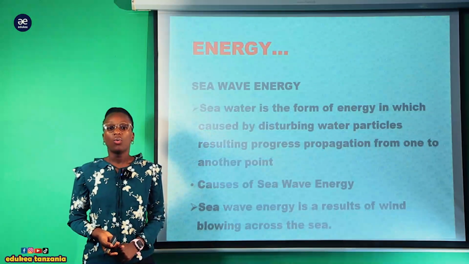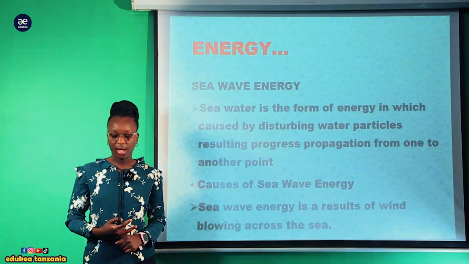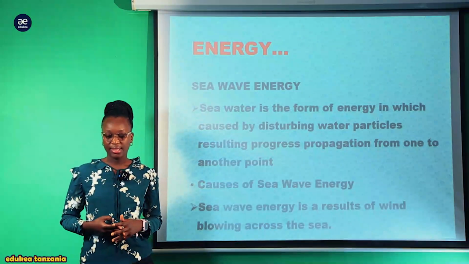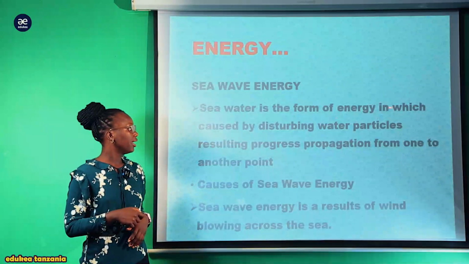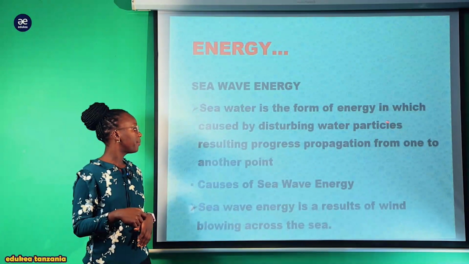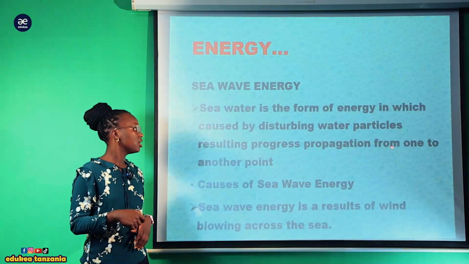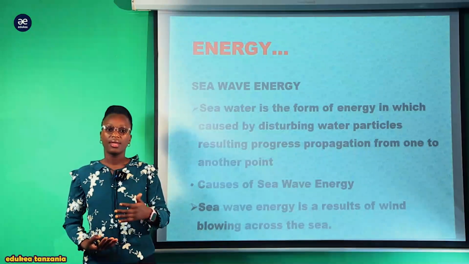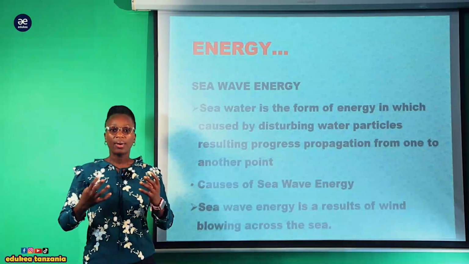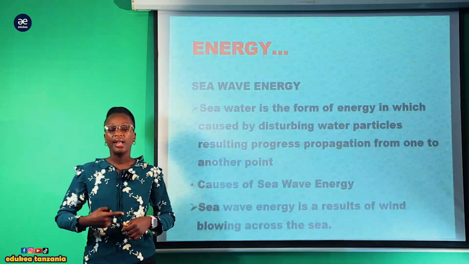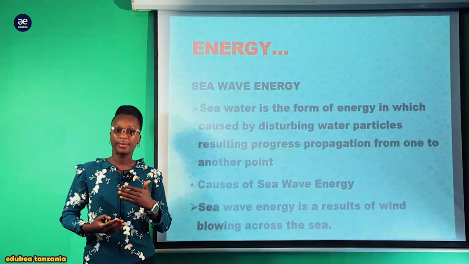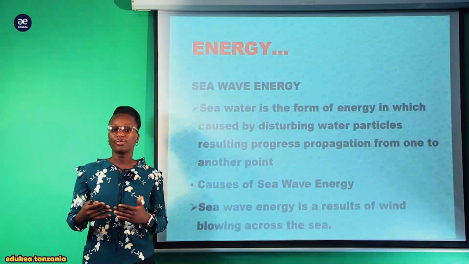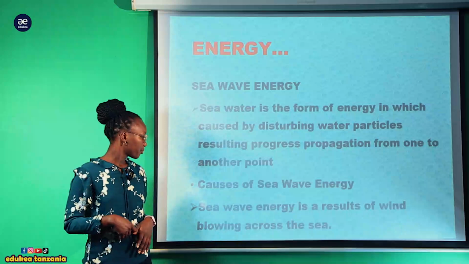Another form of water power energy is sea wave energy. So when we talk about sea wave energy, my students, it is the form of energy caused by disturbing water particles, resulting in propagation from one place to another. Kwamba hii hapa tunaona ni zile sea waves, yale mawimbi ya bahari. So kumbe kunakuwa na ile disturbing. Ile disturbing, ule muendelezo, inapelekea kugenerate electricity, kwa sababu yenyewe ina move, ile disturbing inatoka from one place to another.